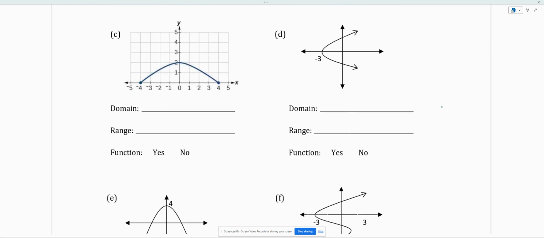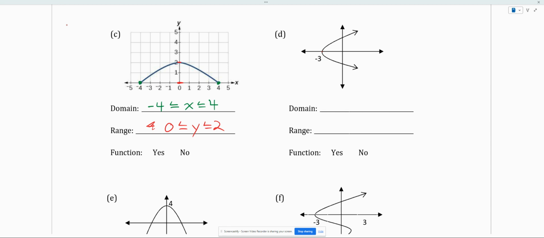Again, here my domain, it looks like the left boundary is -4, the right boundary is +4. So I'm going to have -4 is less than or equal to x is less than or equal to 4, because of the closed circles, I'm using less than or equal to. My y boundaries look like it covers from 0 all the way up to 2. And that's going to be 0 is less than or equal to y is less than or equal to 2.